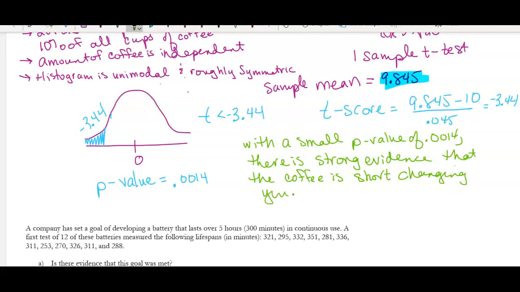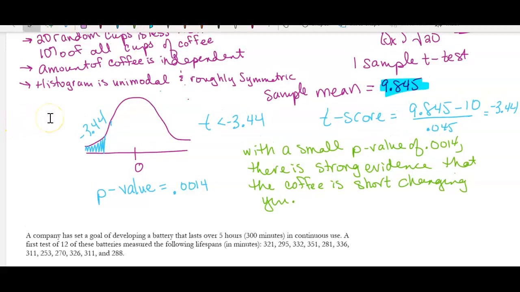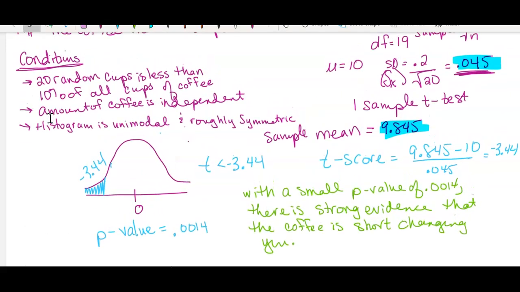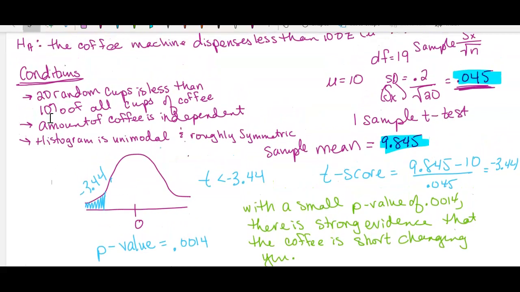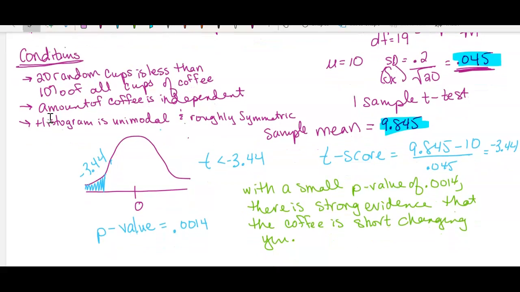There you go. Okay, so it's kind of the same process we've done. The only difference is you have to use a t-score now. You have to describe the degrees of freedom. There's just some little calculation stuff that's different, but otherwise, everything else is kind of the same.